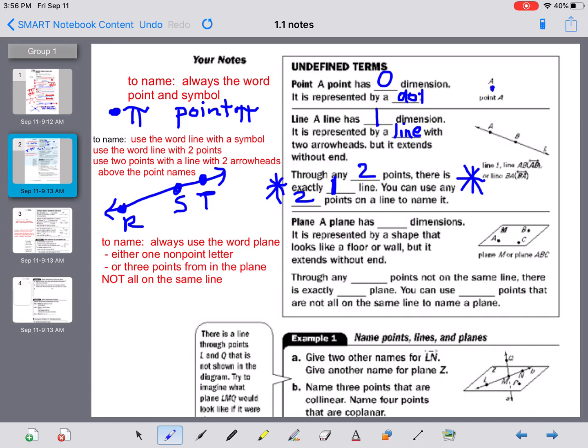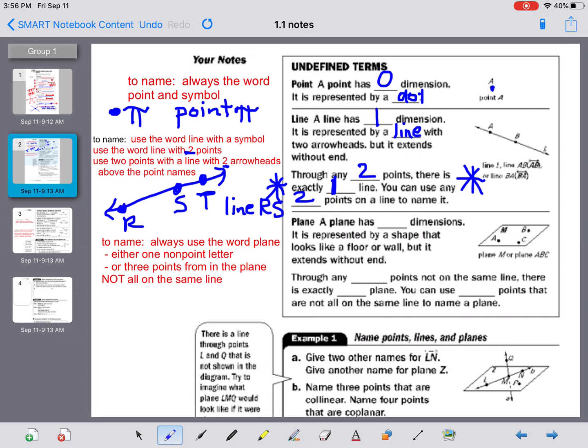And we name a line with 2 of the points. So there's many ways we can do this. We can use the word line. So I could write down line, and then I need 2 points. I could call this RS. I only use 2 points. I don't use 3 points. I don't use 4 points. I only use 2 points, okay, to name it. So line RS. That's one way.